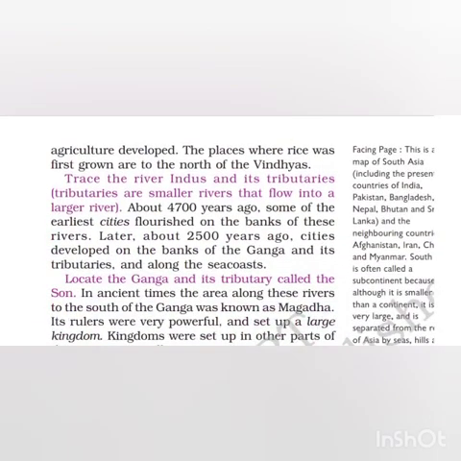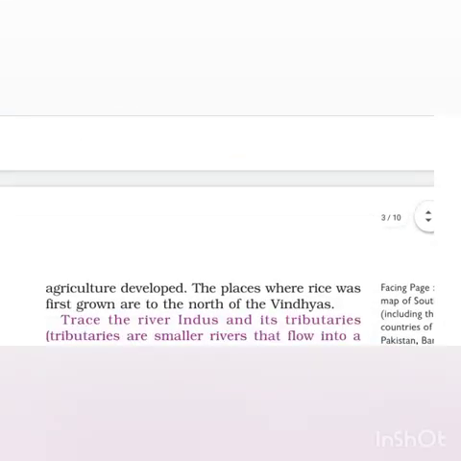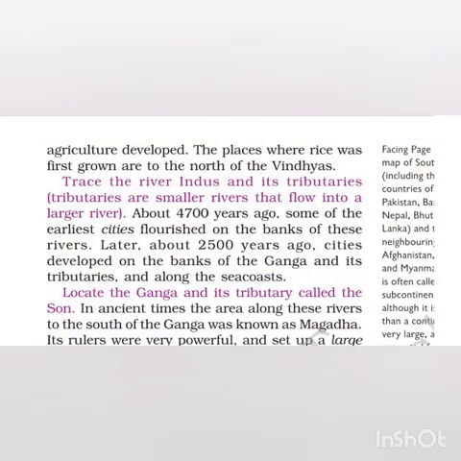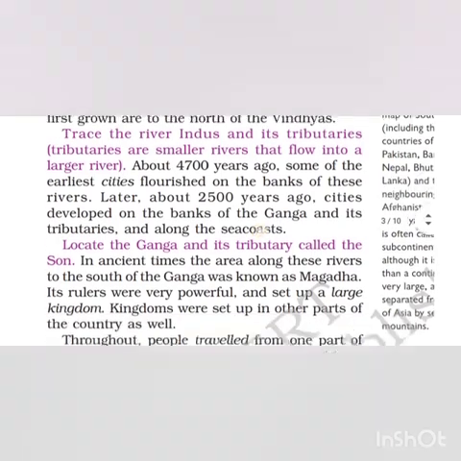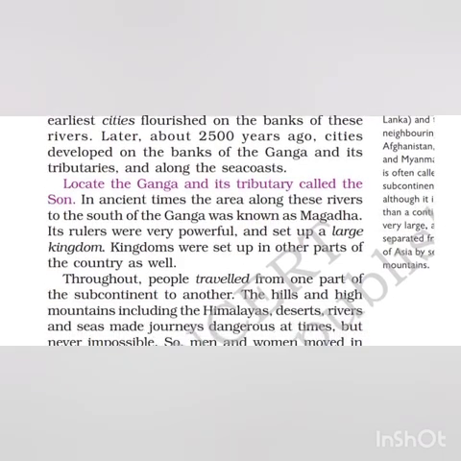So next is, trace the river Indus and its tributaries. If you go through the map again, you will find the river Indus and its tributaries, and the Ganga. Now let's see. About 4,700 years ago, some of the earliest cities flourished on the bank of these rivers. And later, about 2,500 years ago, cities developed on the bank of the Ganga and its tributaries and along the sea coast. Means people started living a settled life. They knew how to live together.